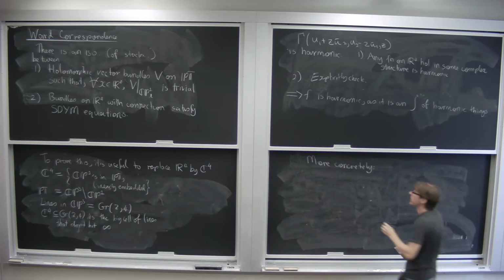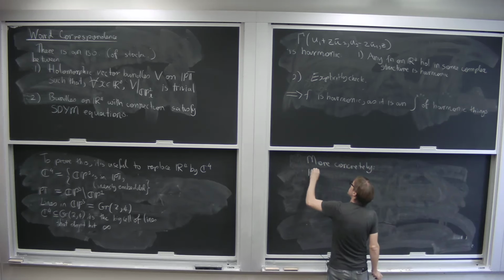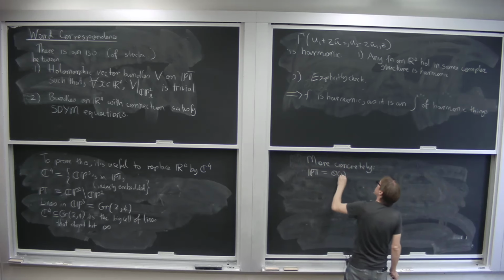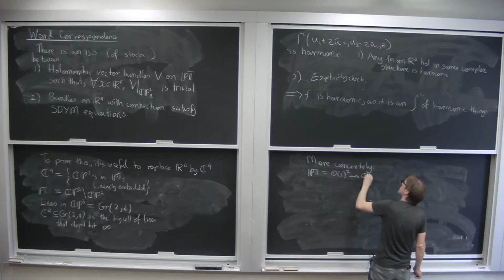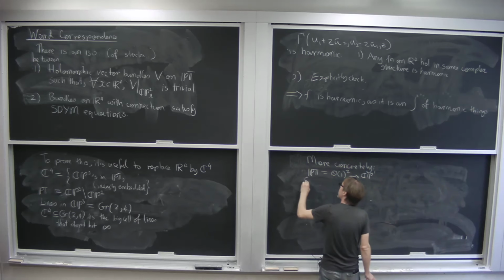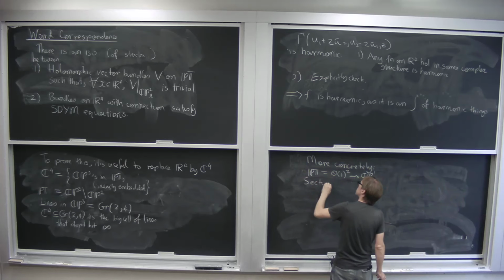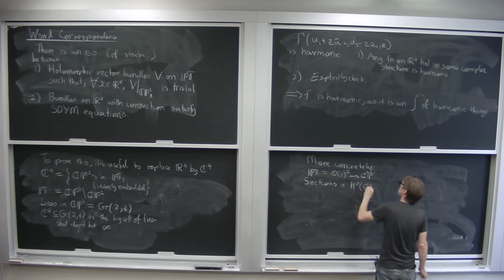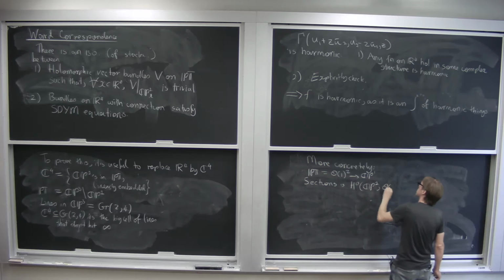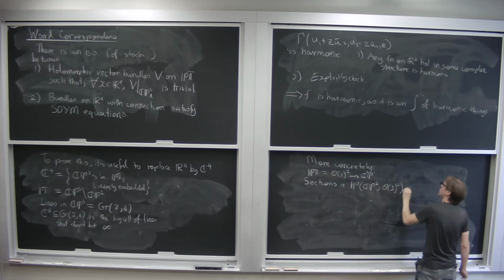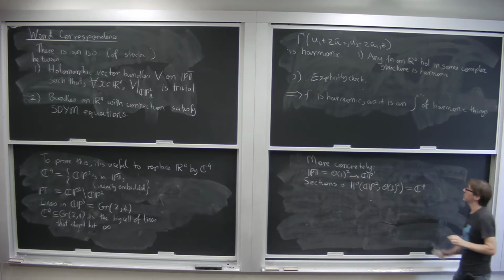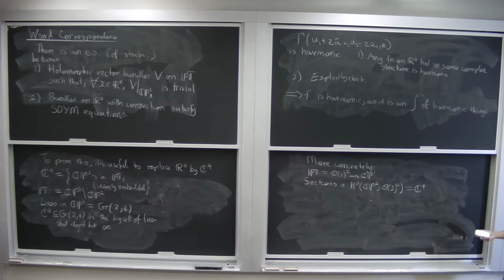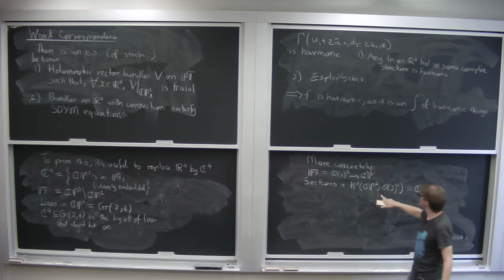More concretely, twistor space is O(1) squared over CP1. The space of sections is C4, because each O(1) has two sections, and there are two copies of O(1). So every point in C4 gives us a line in twistor space, which is just one of these sections.